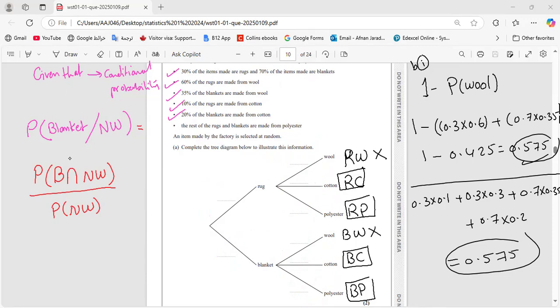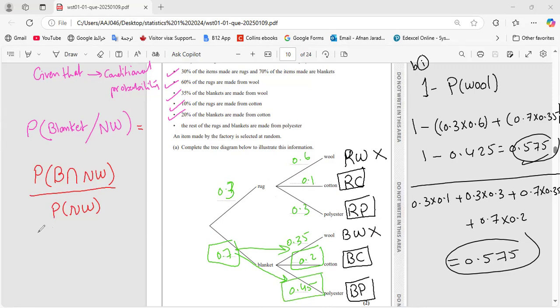I'll make it again. This one 0.7, right? And this one 0.3, 0.7, 0.6, 0.1, 0.3, 0.35, 0.2, and 0.45. I need it to be blanket, this one, but not W. So I need to take C cotton and polyester by multiplying 0.7 times 0.2 multiplied by 0.7 multiplied by 0.45.